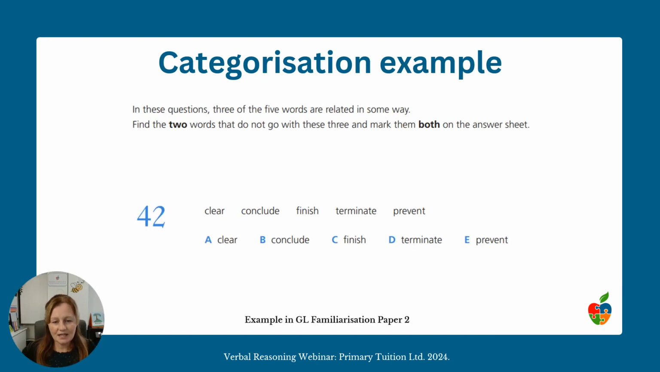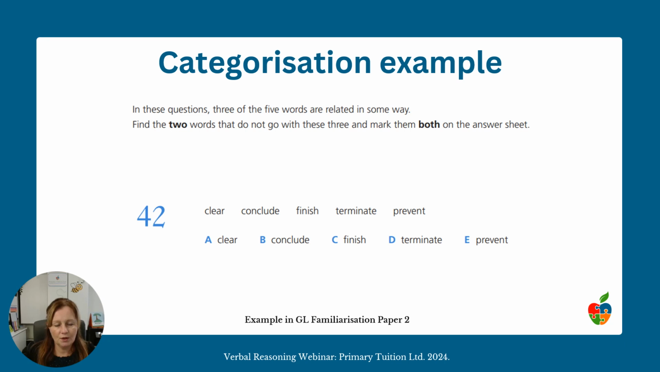In the next few slides, I'm going to share with you just a small selection of questions from a GL exam paper. This is a categorisation example. In these questions, 3 of the 5 words are related in some way. Find the 2 words that do not go with these 3 and mark them both on the answer sheet. That sounds quite complicated, but we teach this as the odd ones out.